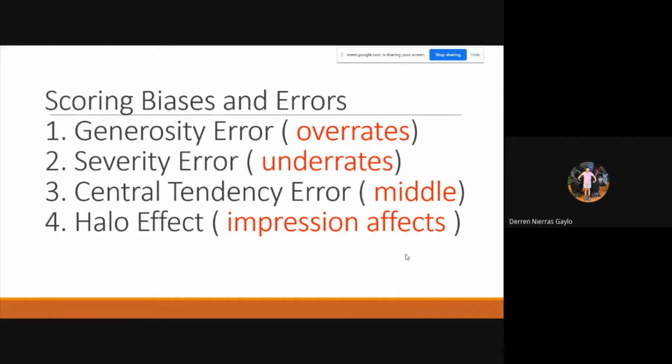Central tendency error is usually when you are passive. So the scores of the students are at the middle. If you have one, two, three, four, five, then you usually have the threes. You're neutral, something like that. Or if you have it on a scale of 100, usually the teacher will give a grade of 85, because the most severe is 70, 75, and the most generous scores you have are 98, 99, 100.